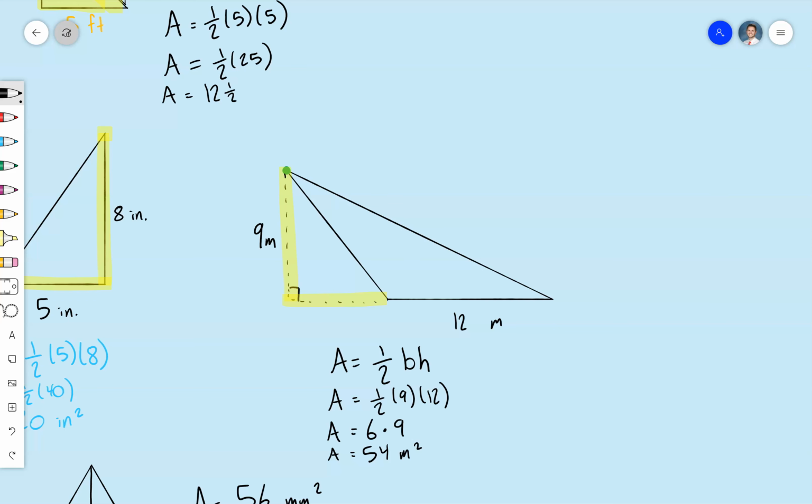And just to show you again that any order would work, you could do 1/2 of 9 times 12 and first do 9 times 12. You would get 108, and then you could find 1/2 of 108, which again is 54. So just showing you the commutative property of multiplication. The order that we choose to multiply does not matter.